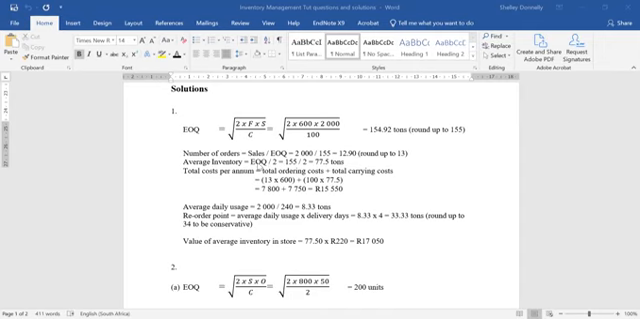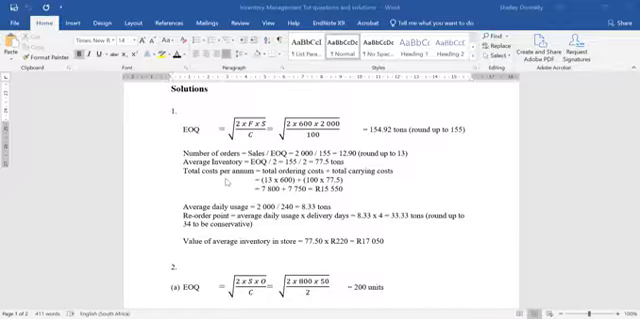We also need average inventory to work out our total carrying or holding costs. So we put EOQ over 2 to get average inventory at 77.5 tons. Now, I'd leave that at a half a ton because you can order a half a ton. It's not like items where you can't order a half an item, where you'd have to round that up. But in this case, we can leave it at 77.5 tons as the average.